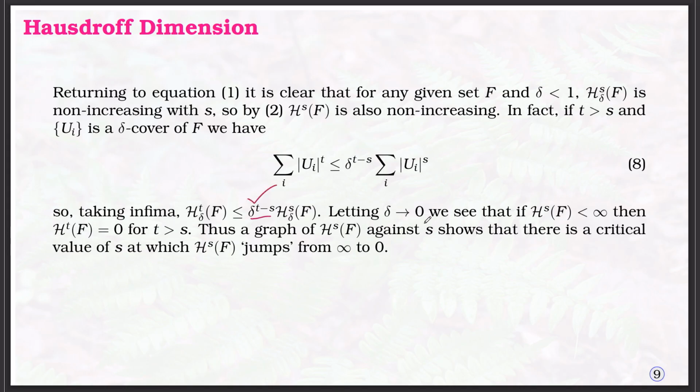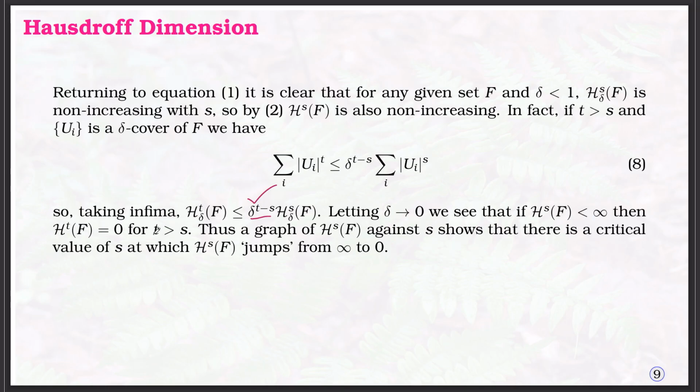Let delta tend to 0. We see that if H^s of F is less than infinity, then H^t of F equals 0. If H^s of F is less than infinity, then H^t of F equals 0 for all t greater than s. Thus, a graph of H^s of F against s shows that there is a critical value of s at which H^s of F jumps from infinity to 0.